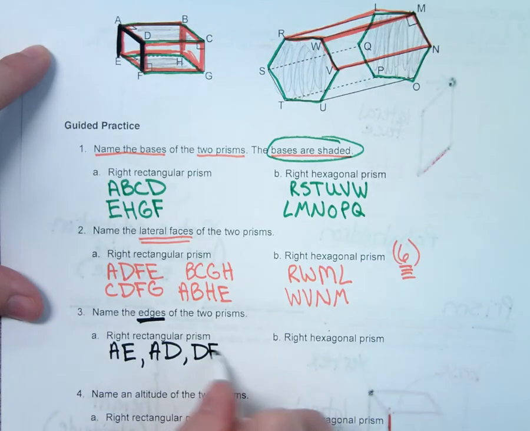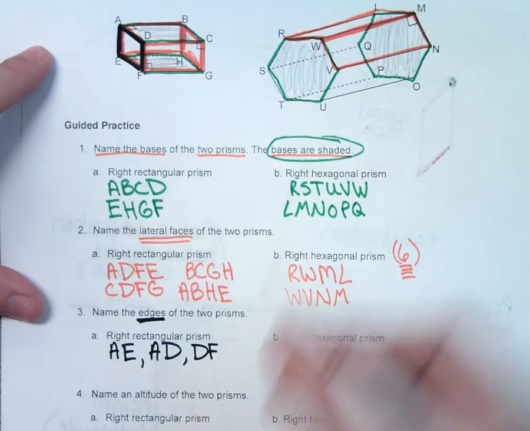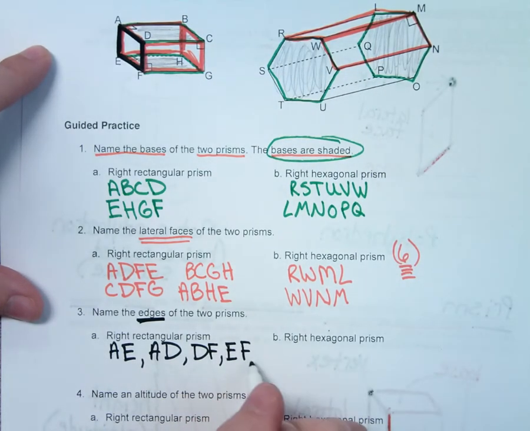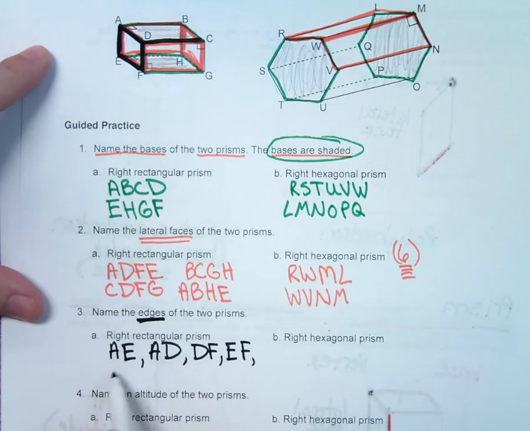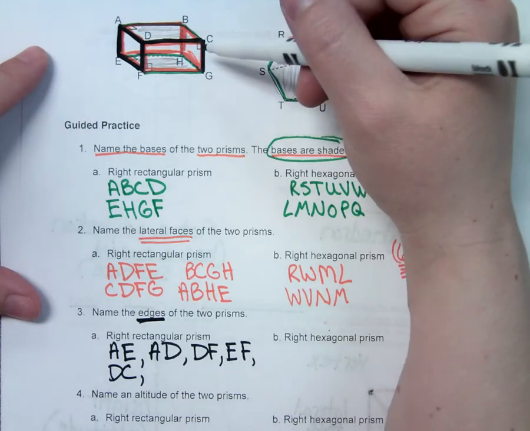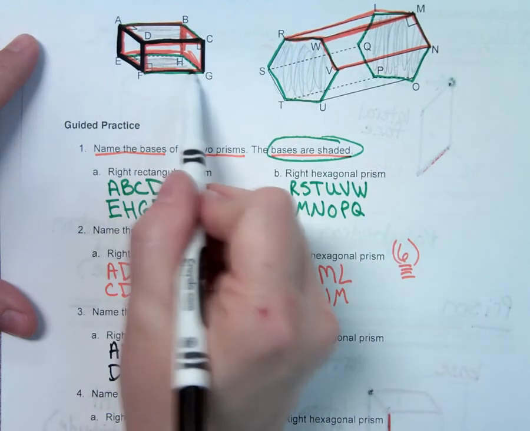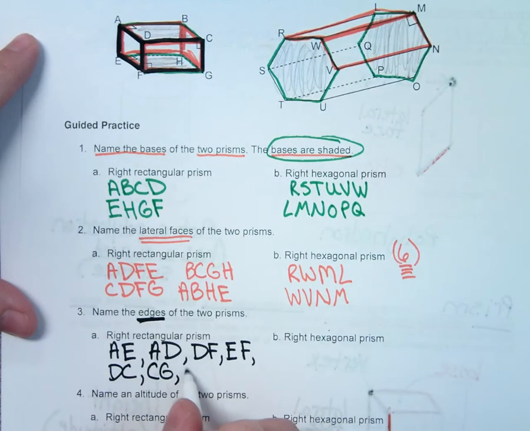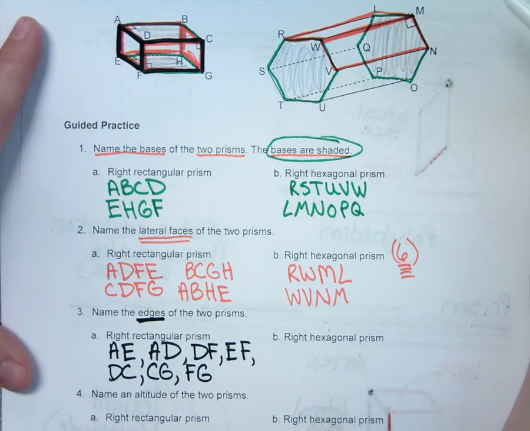Okay, here's another edge. What would you call this one? DF. Okay, here's another edge. What would you call this one? EF. Okay, here's another edge. What would you call this one? DC. Okay, what would you call this edge? CG. Okay, what would you call this one? FG. Have I already named DF? Yes, I have. Okay, so what are some that I haven't colored yet that you see?